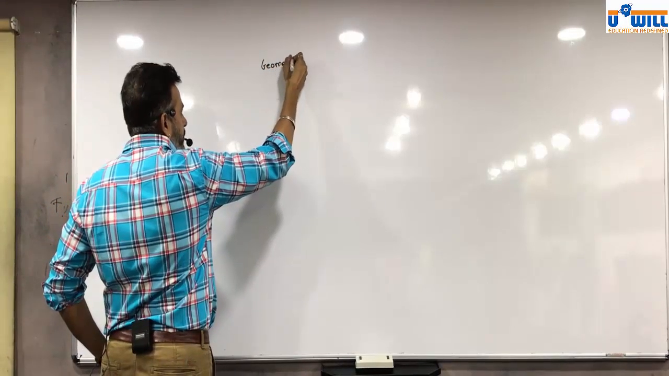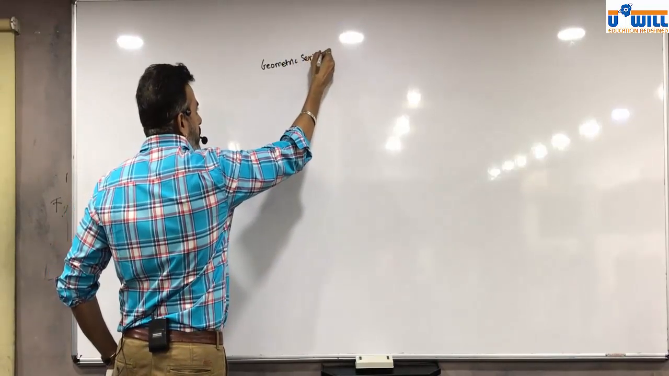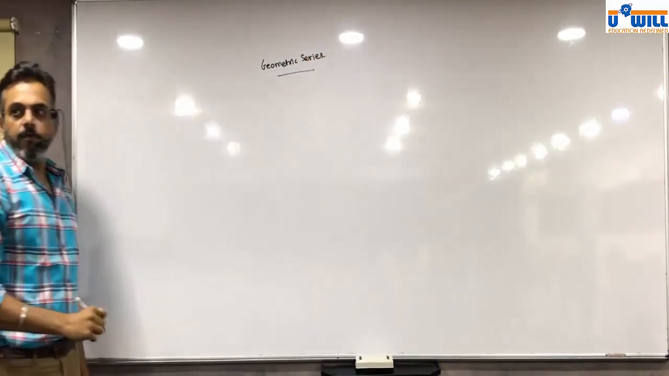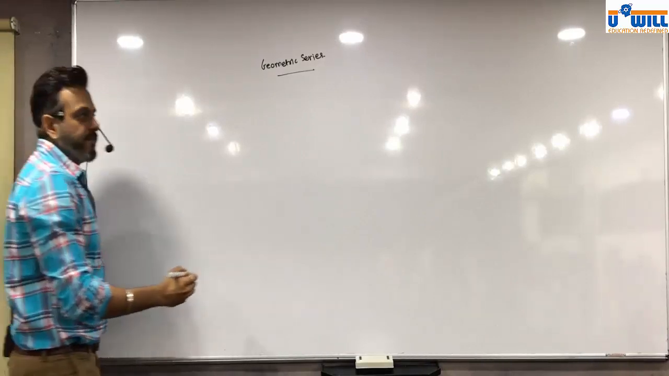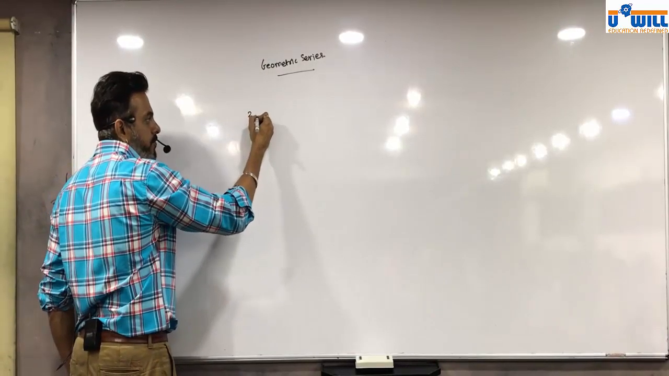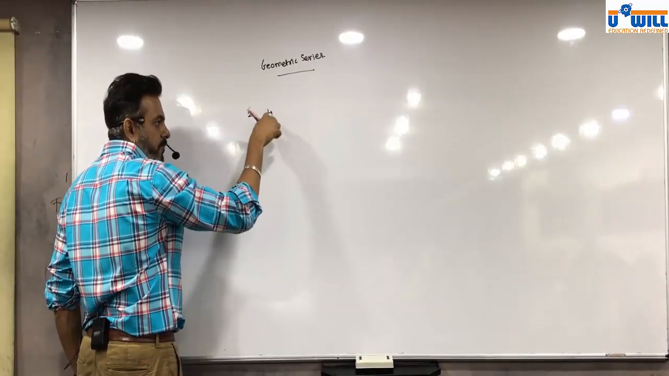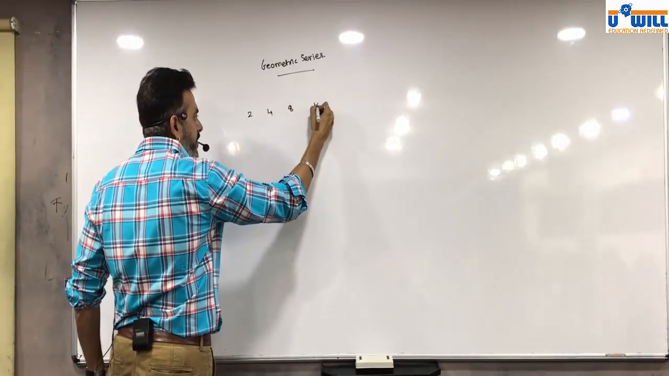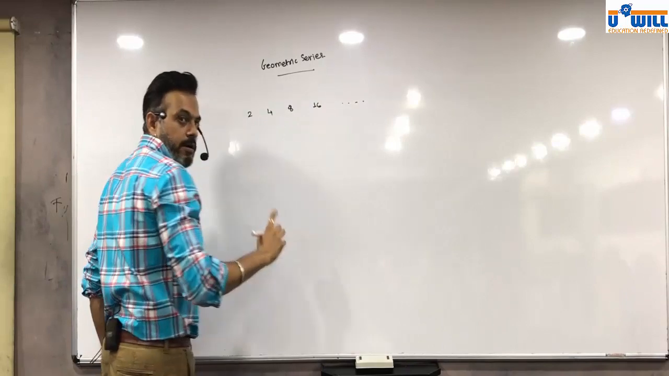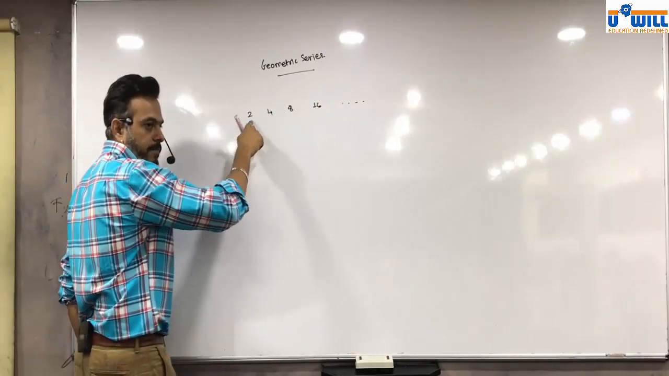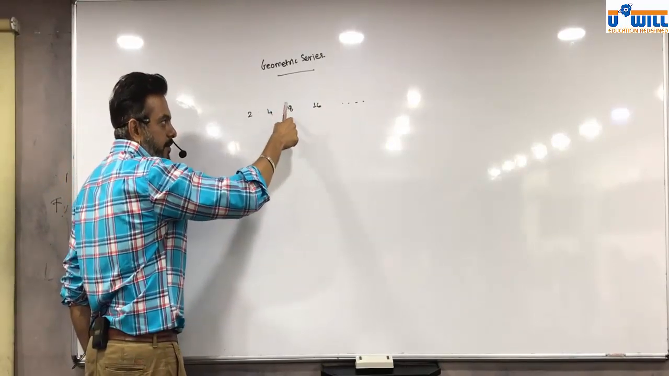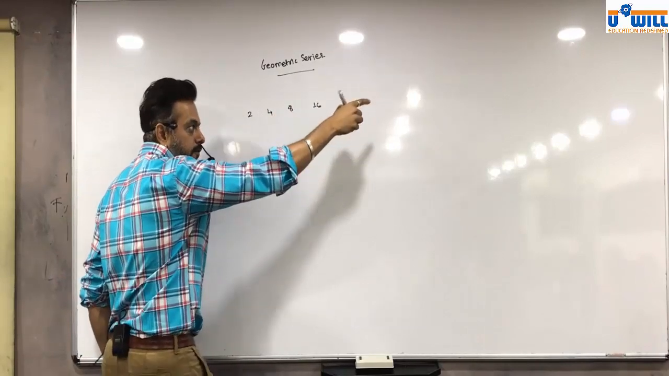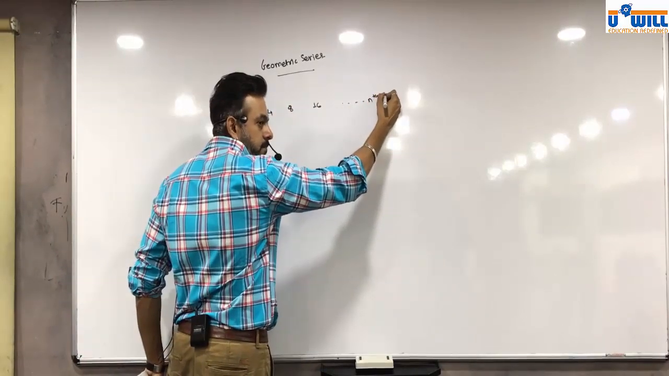Geometric series. Very simple. Say we start with a number, say 2. 2 2s are 4, 4 2s are 8, 8 2s are 16, and so on. Now, this is the first term, this is the second term, third, fourth, and so forth till the nth term.